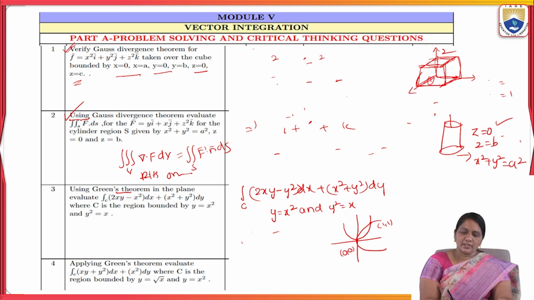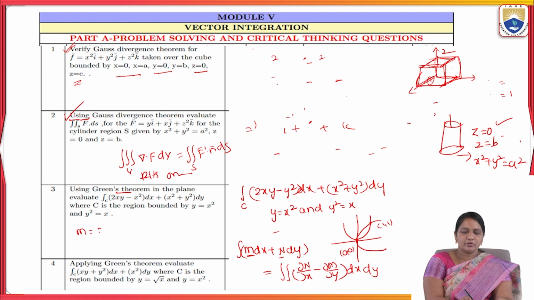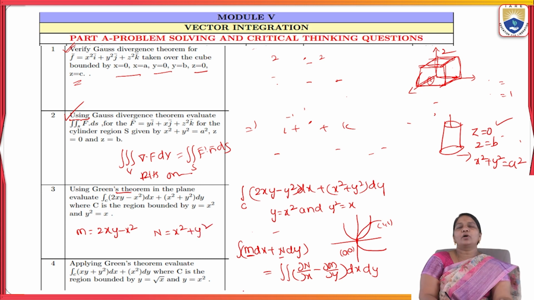What is that? Integral of m dx plus n dy is equal to the double integral of dou n by dou x minus dou m by dou y into dx dy. So now, by using this, we are going to compare this one, m dx plus n dy. So write the m value. So m value is 2xy minus x square, and n value is x square plus y square. So now we are going to calculate dou n by dou x and dou m by dou y.